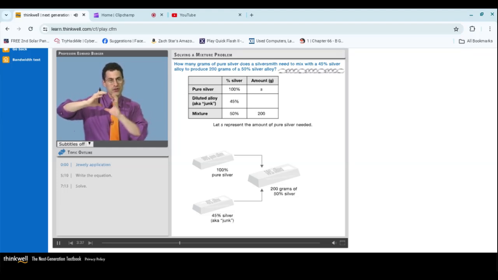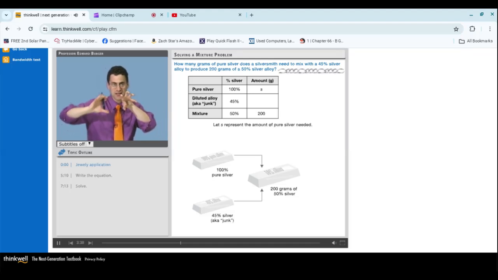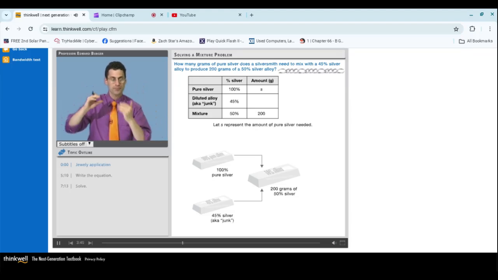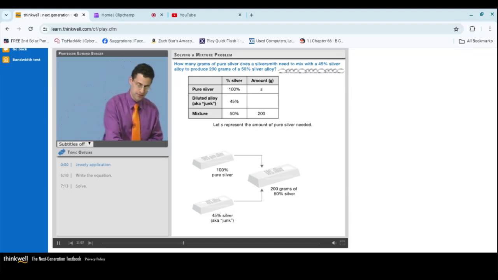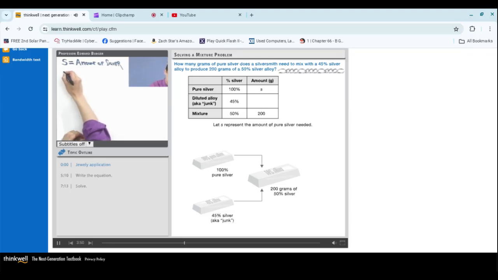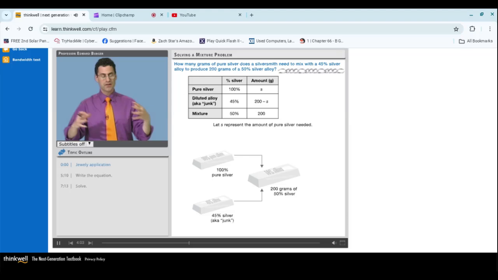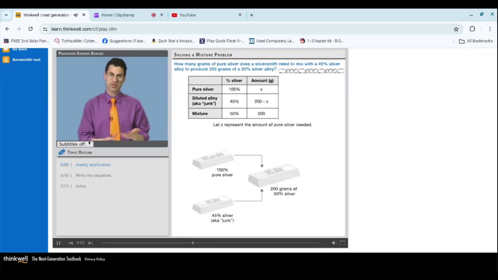If there's 200 total, and this is S, what must this amount be? It must be 200 minus S. So the amount of the cheapo stuff, the junk, is going to be 200 minus S. Because if you add those two amounts together, we get the 200 total. Notice that I'm using the total weight to figure out how much junk I have compared to how much silver. Now, I can't solve for silver yet because I don't have a relationship between those things yet. But what do I know?